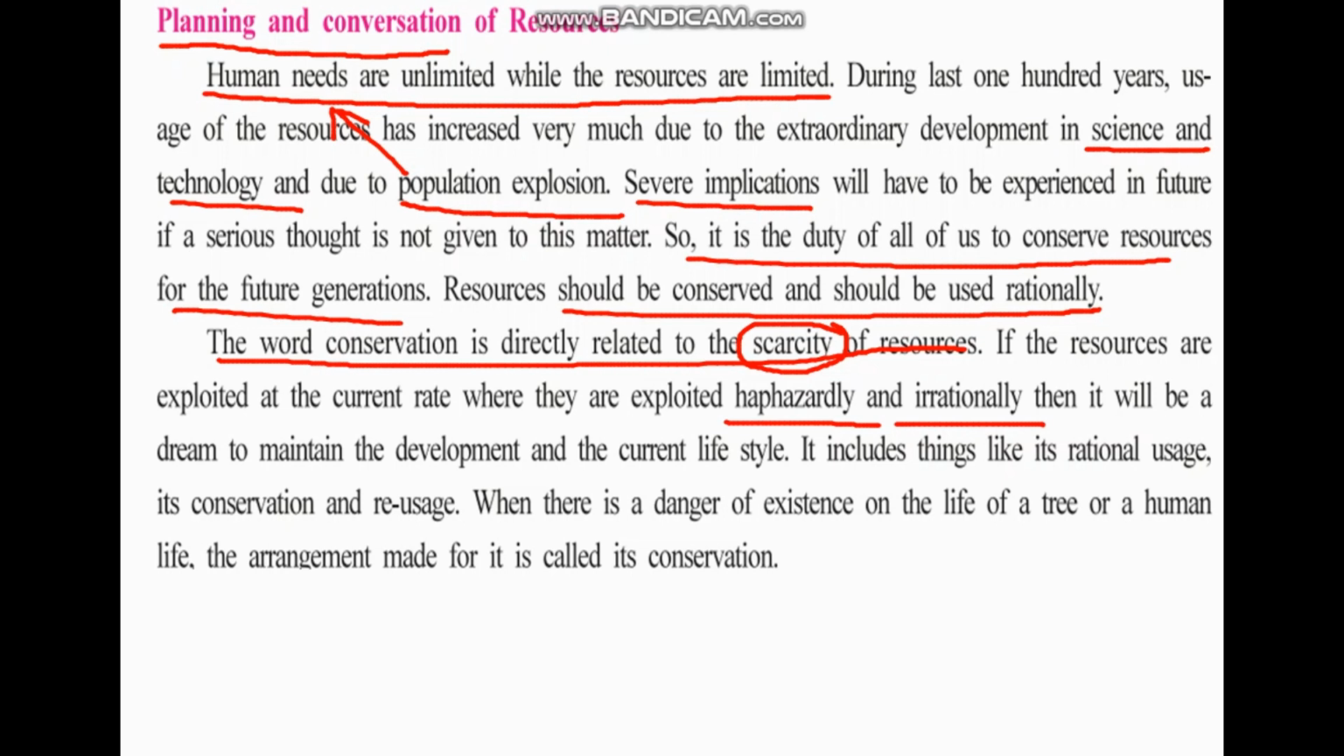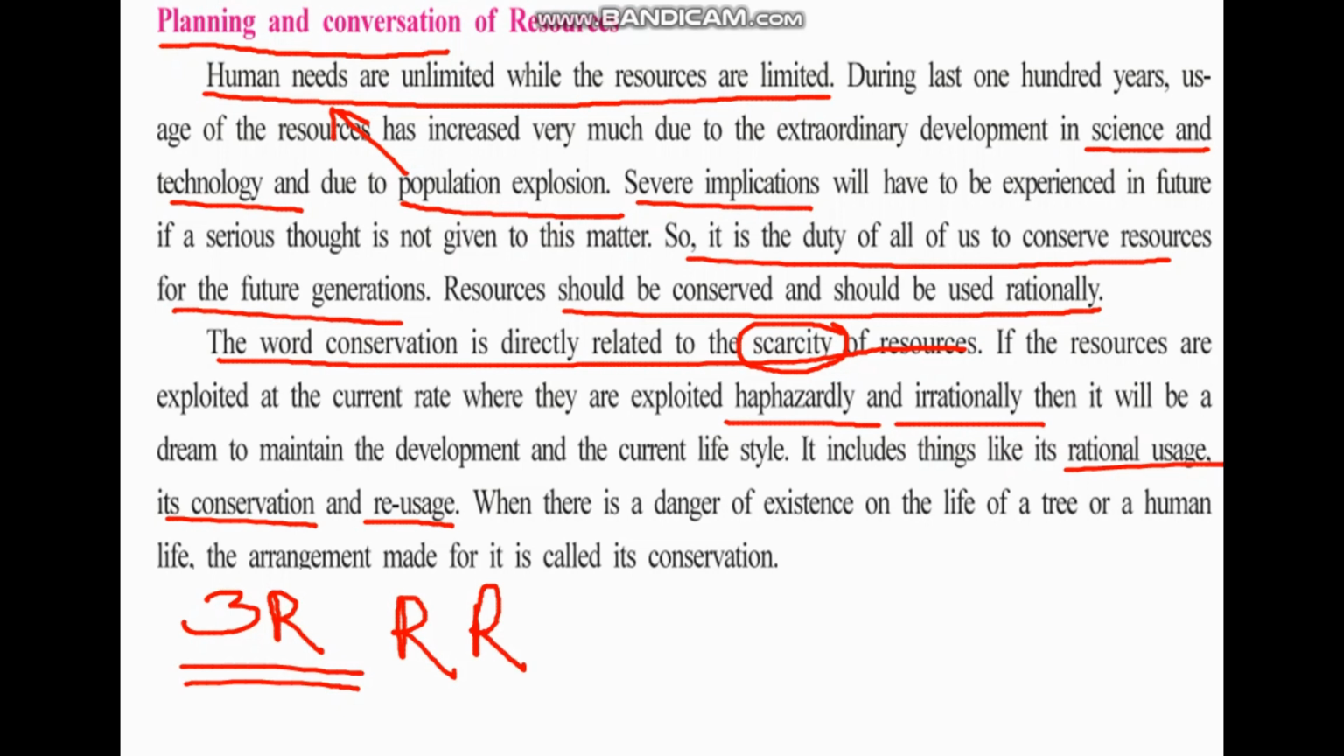It includes things like rational usage, conservation and reusage. There are three things that can be done: rational usage, conservation and reusage. That's why the theory of 3R is very important. 3R is reuse, reduce and recycle. First is reuse, second is reduce, and third is recycle.